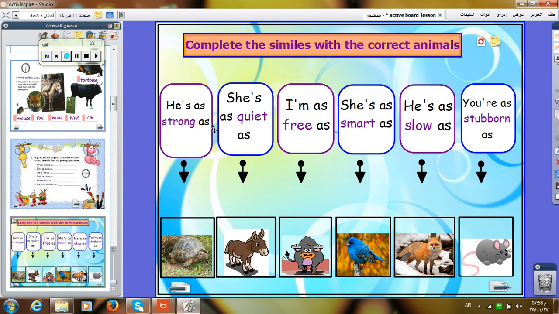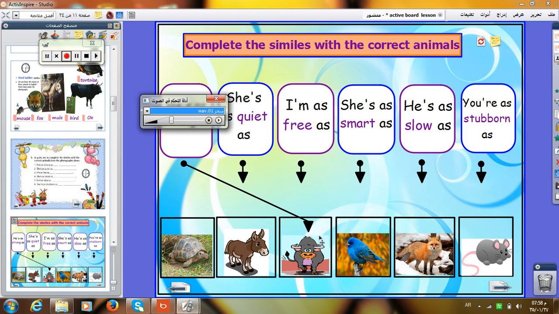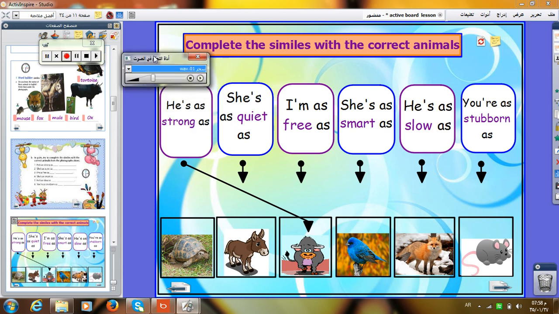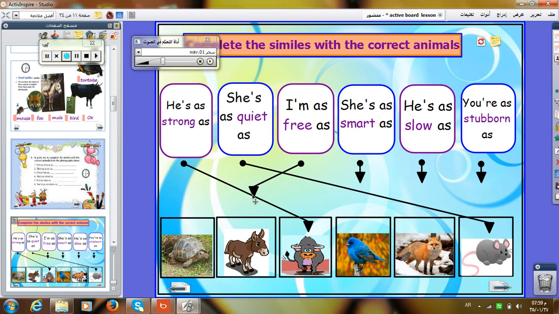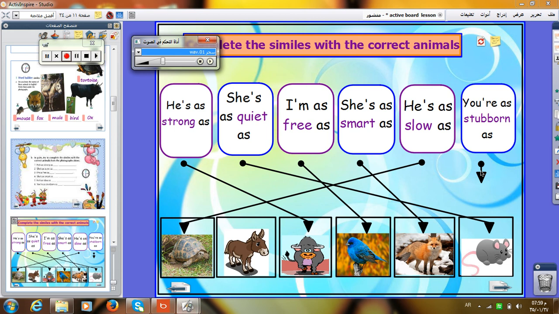He is as strong as an ox. Correct. She's as quiet as a mouse. I'm as free as a bird. She's as smart as a fox. He's as slow as a tortoise. You are as stubborn as a mule.